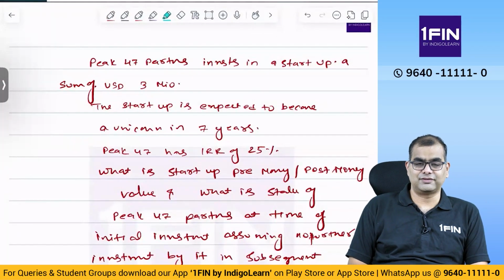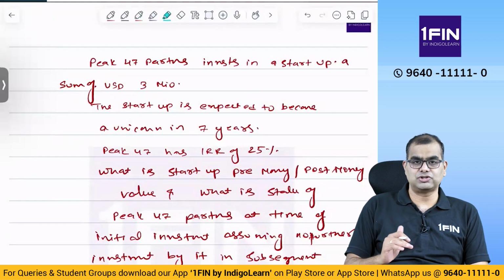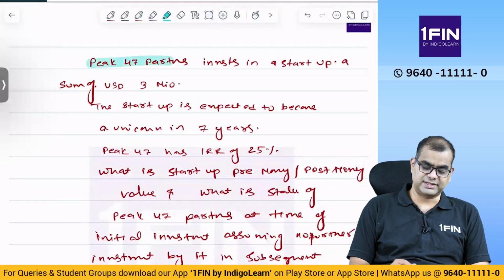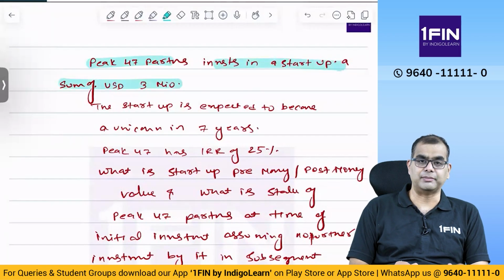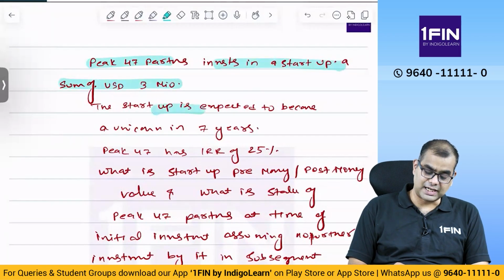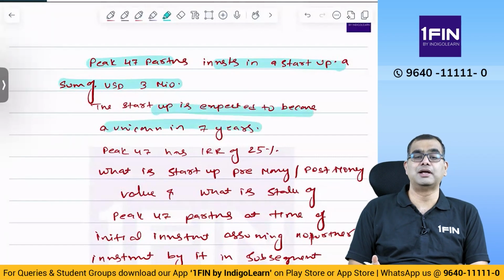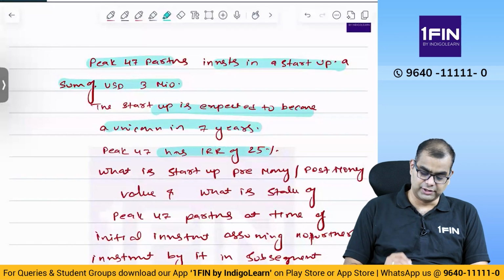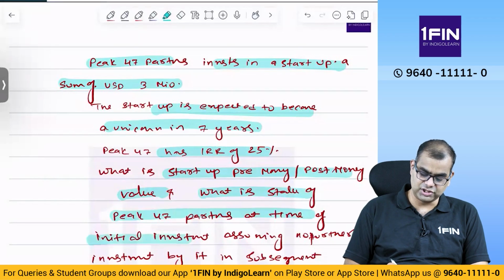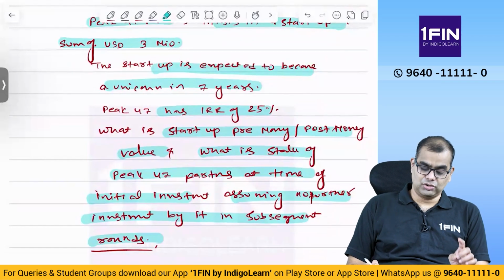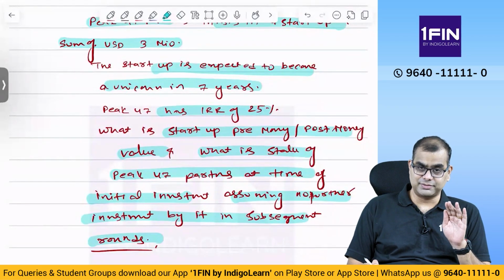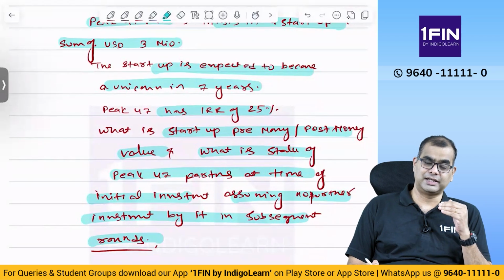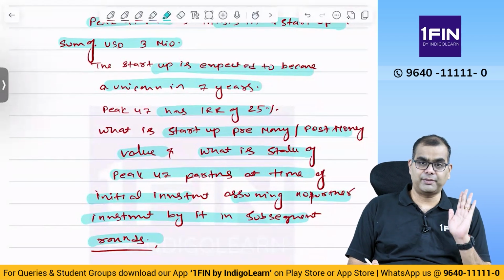Friends, after getting a brief understanding of the power law, how that multiple works and all of that, let us look at a question. And this is again a simplified question. Peak 47 partners invest in a startup a sum of USD 3 million. Okay, they invested 3 million. The startup is expected to become a unicorn in 7 years. What is a unicorn? $1 billion valuation in 7 years. Peak 47 has an IRR expectation of 25%. Very good. What is the startup's pre-money and post-money value, and what is the stake of Peak 47 partners at the time of initial investment, assuming no further investment by it in subsequent rounds? Okay, so if no further investment is made by it in subsequent rounds, and it needs to compound at 25%, what will happen?